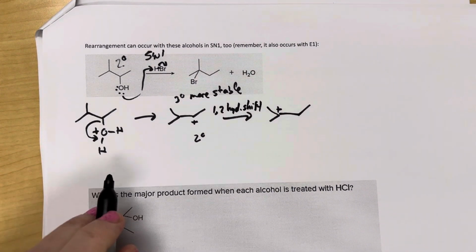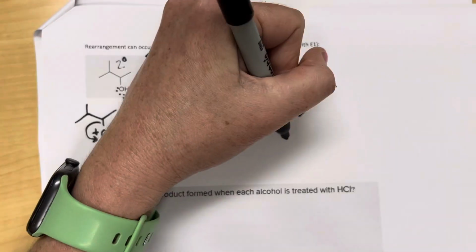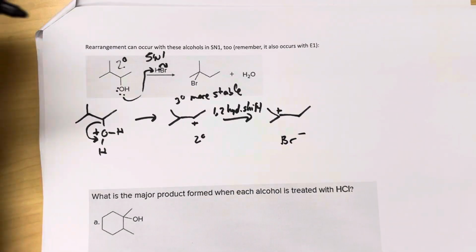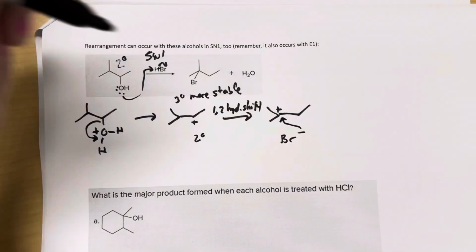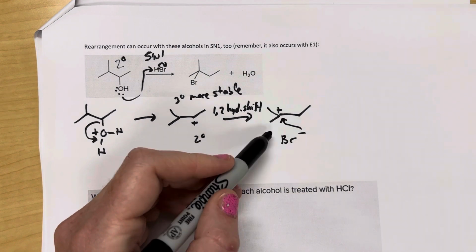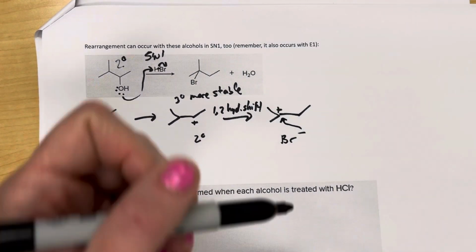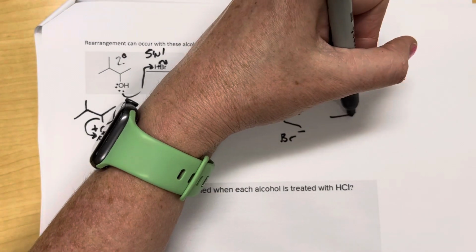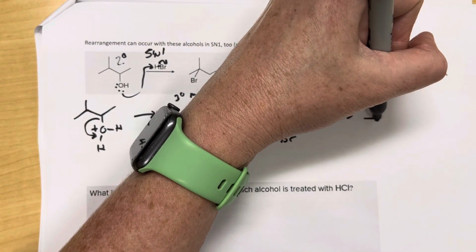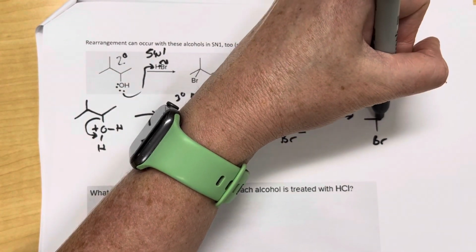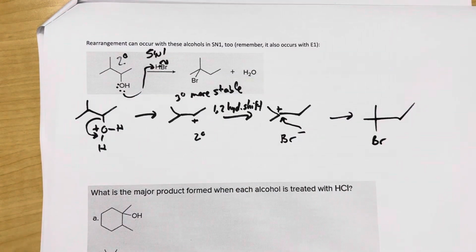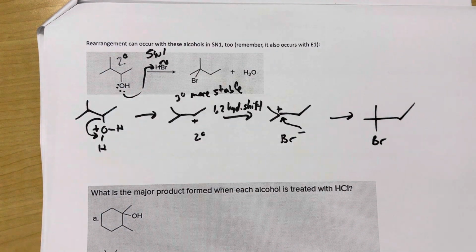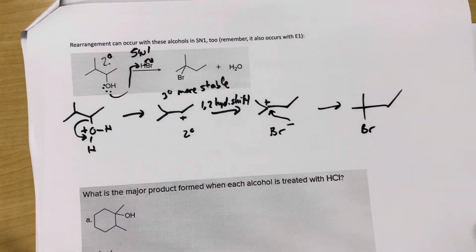And now that that has occurred, we can go back to this bromide, which is just kind of chilling, and it can go ahead and attack. And this is again why you get a racemic mixture if this had been a stereogenic center, because it could attack from here or it could attack from up there. Either way, you'll get that product in this case because it's not stereogenic.